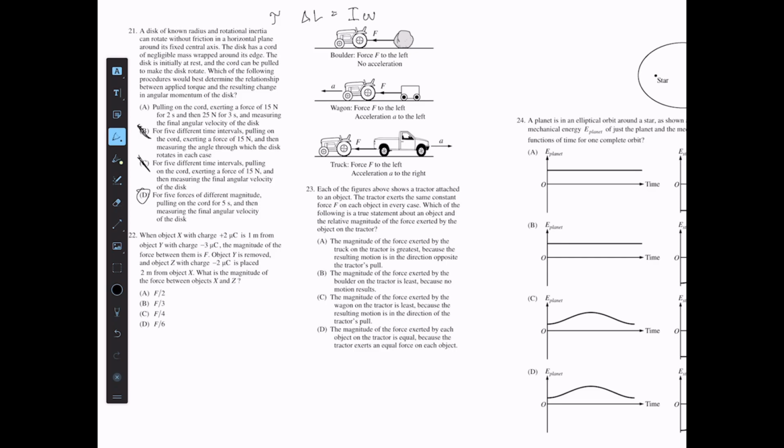Each of the figures above shows a tractor attached to an object. The tractor exerts the same constant force F on each object. Which of the following statements is true about an object and the relative magnitude of the force exerted by the object on the tractor? So the tractor is pulling each of these with the same force, and Newton's third law says that means the objects should pull back on the tractor with the same force. So D is the answer.